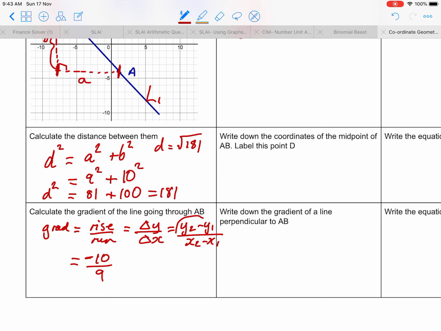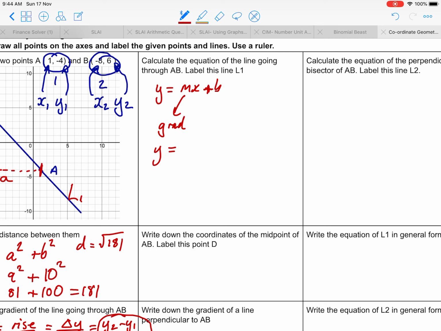Now, if you'd have used the formula and substituted your y2s, y1s, x2s, x1s in here, automatically you'd have got negative 10 over 9 as an answer. If you just use the distances in the triangle and the visual picture from above, you've got to remember to add on the negative if it's downward sloping. So I forgot that, so I made the same mistake as many students, but now I've rectified it. So the equation is y equals negative 10 over 9 x plus b.